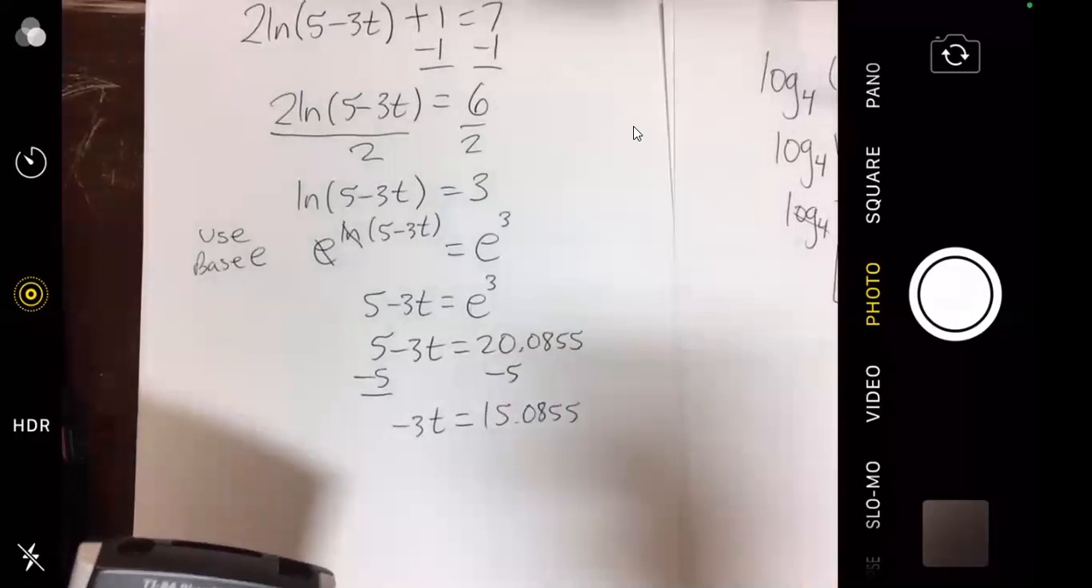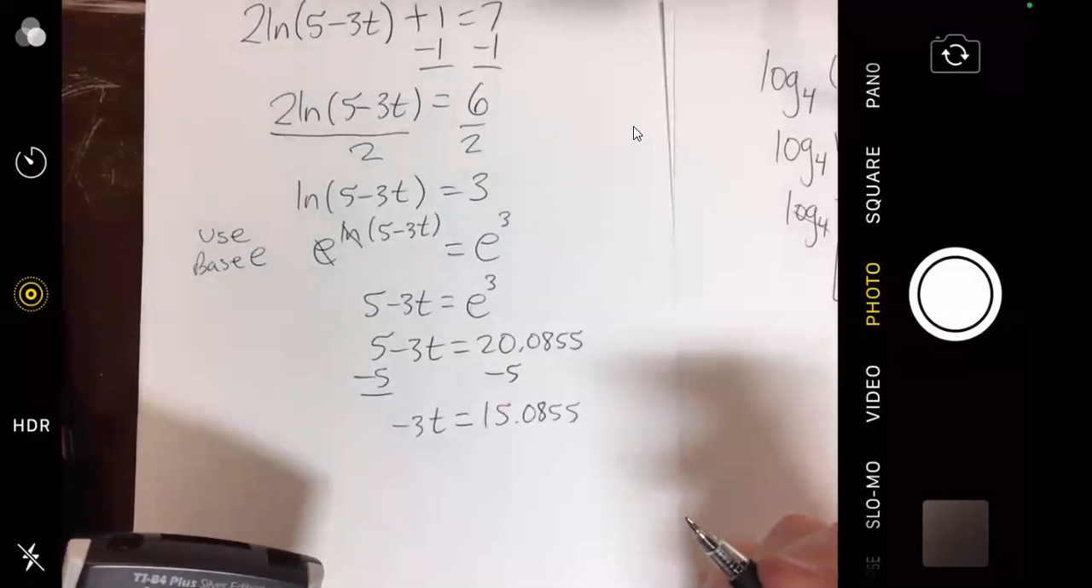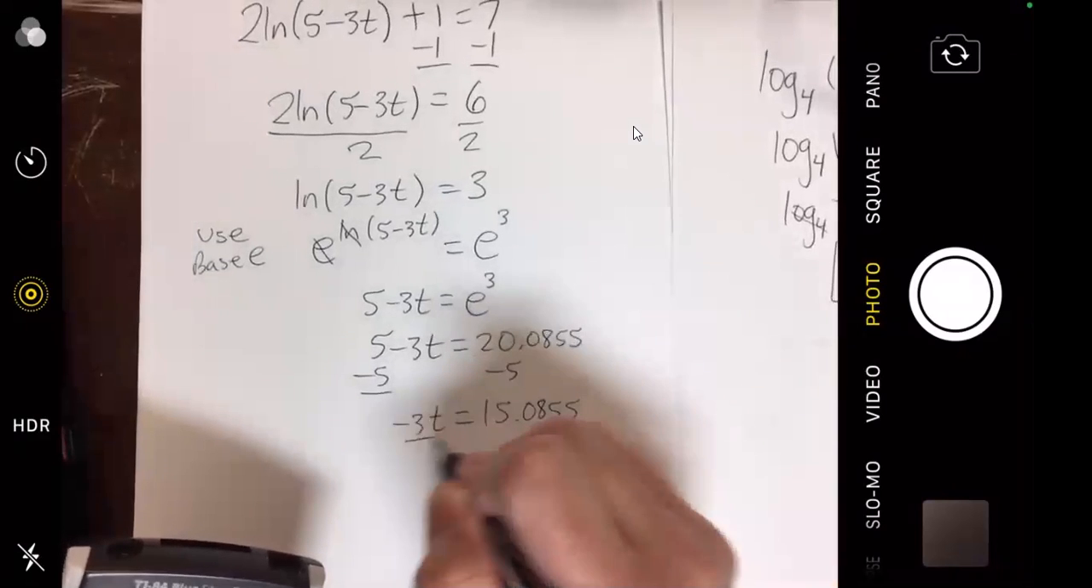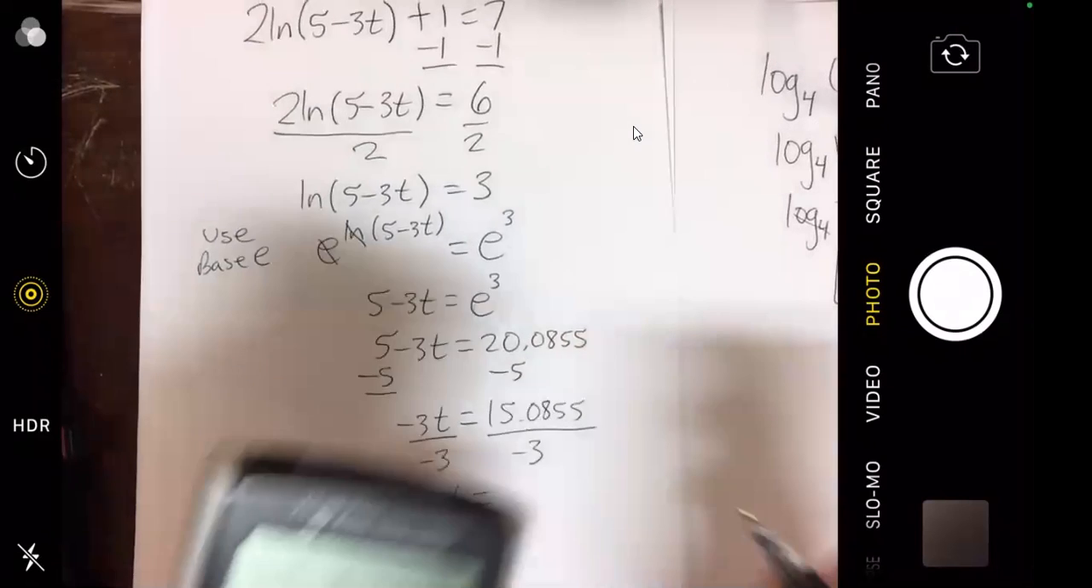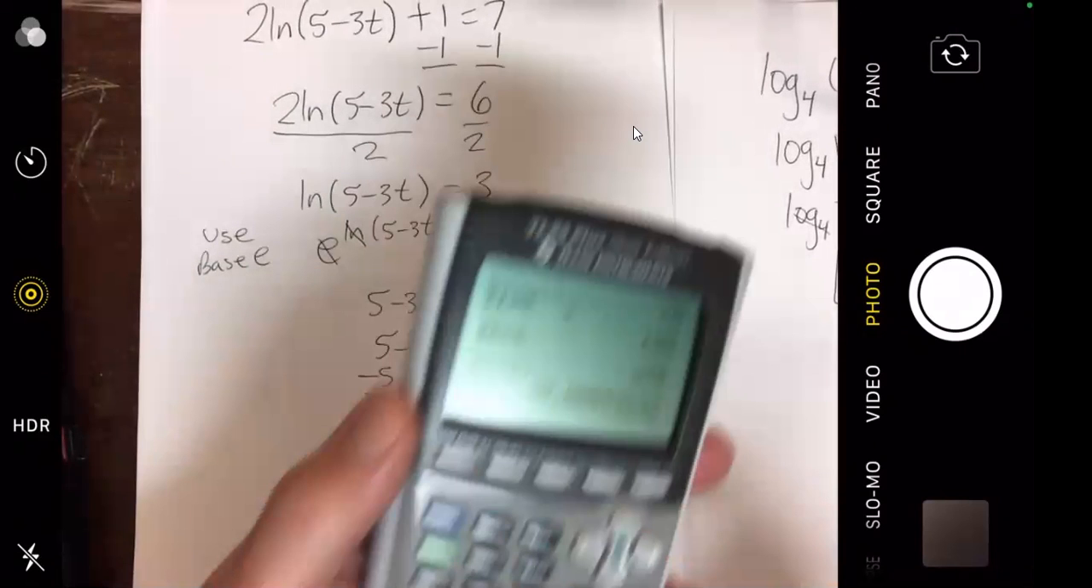Are we going too fast? No. Final move, divide by negative 3. It's going to come out negative. Minus 5 there. I'll just punch it, 15.0855. I'm going to divide it by negative 3. Negative 5.0285, if it'll clear up.